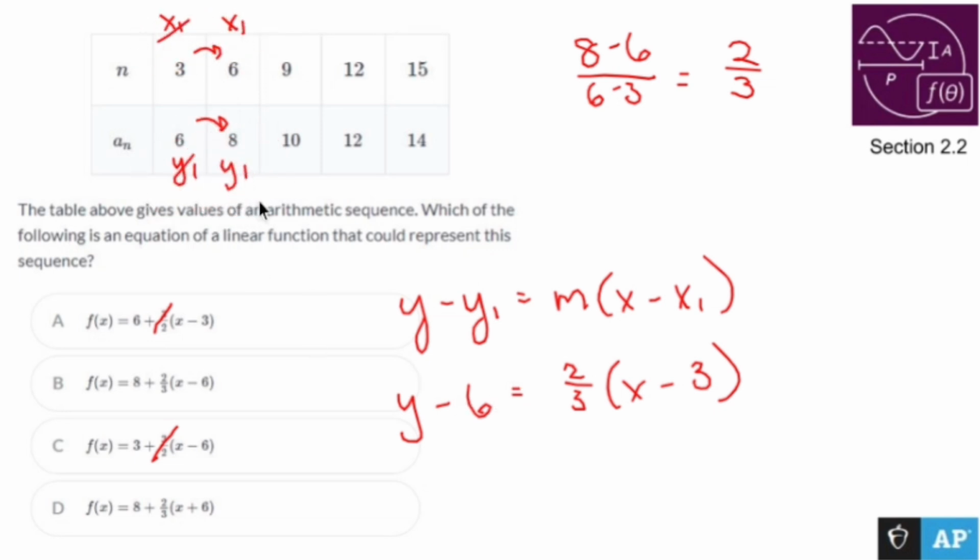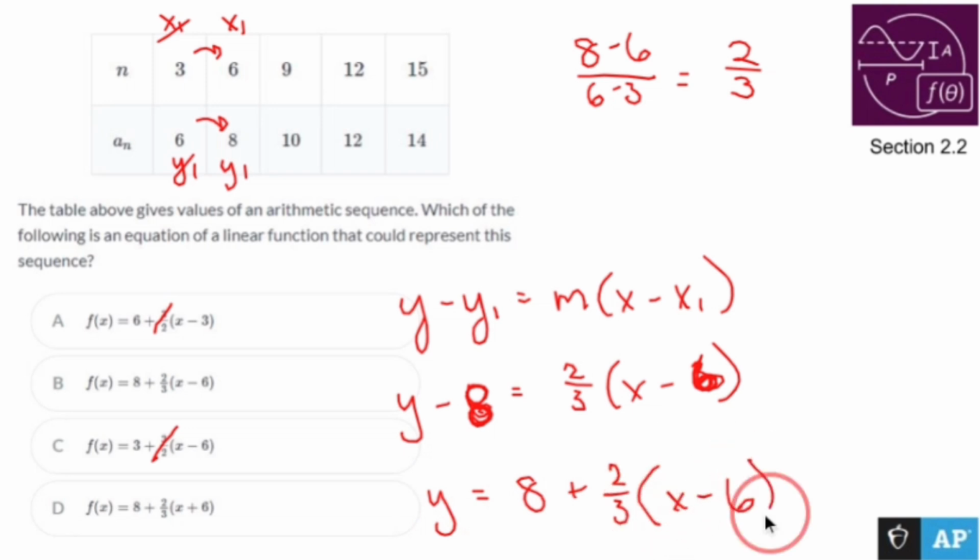So now I have, watch me, I'll turn you into an 8 and you into a 6. But when I add 8 to both sides, it now will look like this: y equals 8 plus 2/3 times the quantity x minus 6, which is going to be b. Kind of weird. The process that I used wasn't as exact as I wish it would be, but that's what you do when you steal problems from the internet.